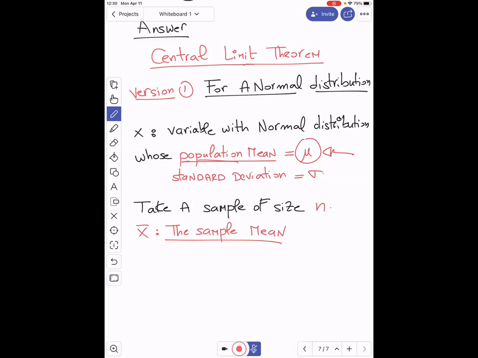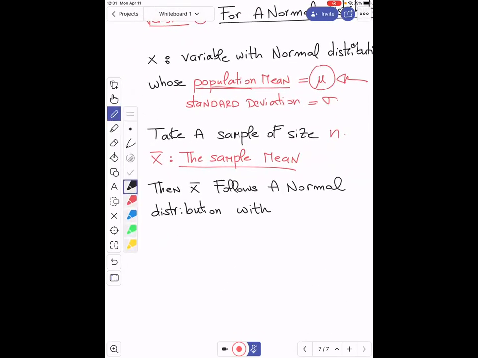So we have this X bar, the sample mean. Then what does this theorem say? It says the following. This X bar actually follows a normal distribution with mean, with population mean.